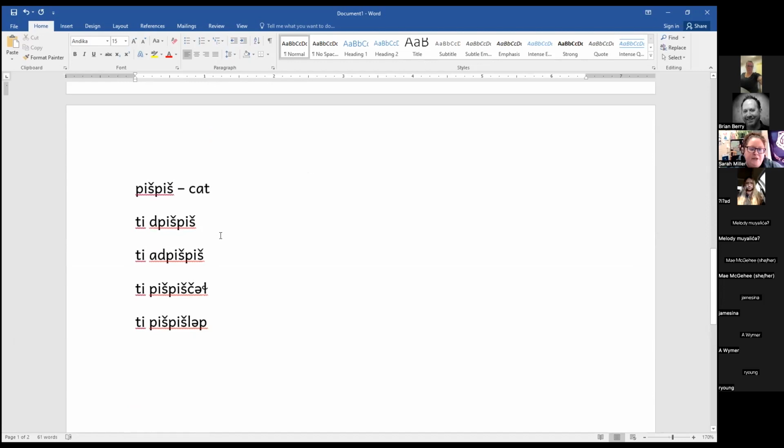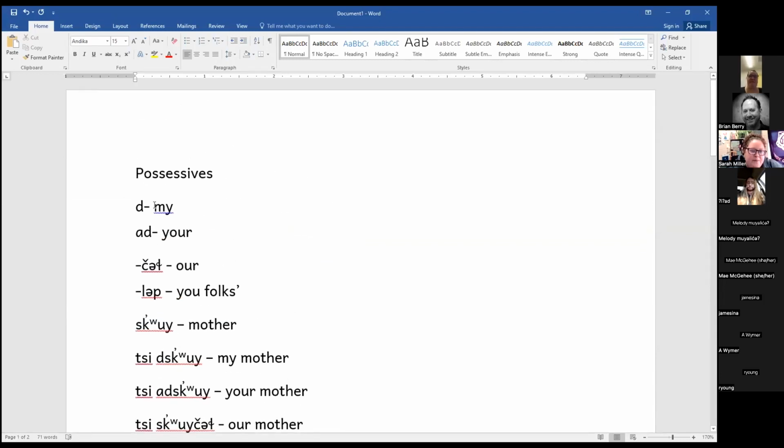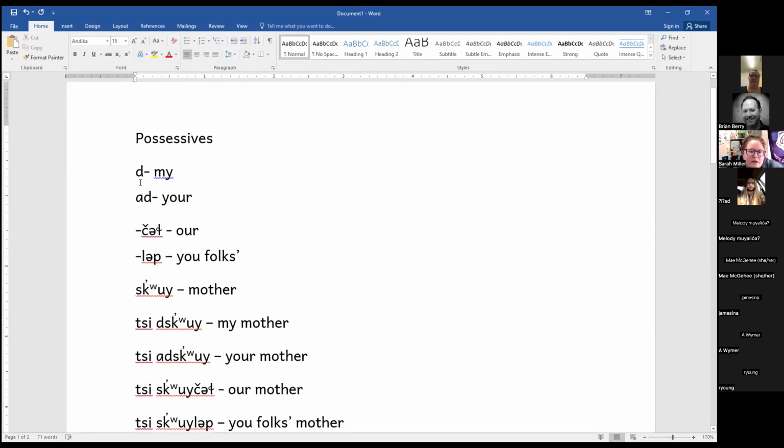And then going back down to peesh peesh. Teed peesh peesh, my cat. Pod peesh peesh, your cat. Peesh peesh chut, our cat. Peesh peesh lup, you folks's cat. Just a reminder, if the dash is after, it's a prefix, which means it goes on the front of the noun. If the dash is in front, it's a suffix, so it goes at the end. So d, od, chut, lup, these are our possessives.